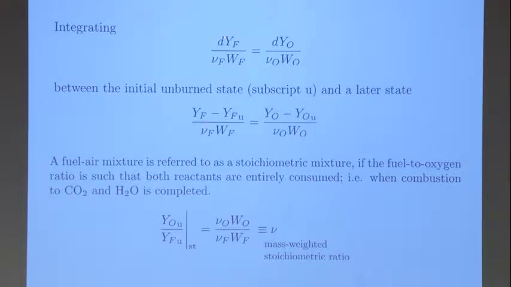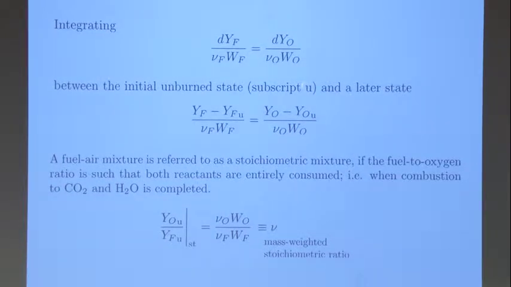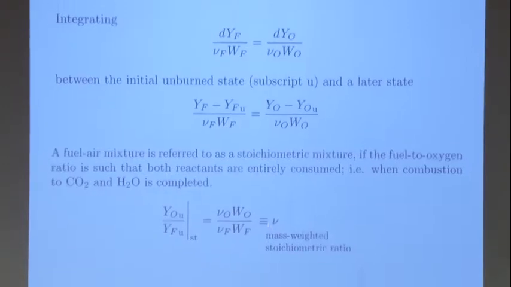So clearly what you get here is YF minus YFU divided by nu FWF, which is equal to the same quantity for the oxidizer. Now, if the reaction went to completion, meaning that neither fuel nor oxidizer is left at the end of the reaction, and the combustion products are CO2 and water, then YF and YO at that state are zero. Then the ratio is what I call nu, and this is a stoichiometric mixture. Okay, so nu is a notation that I will use from now on.